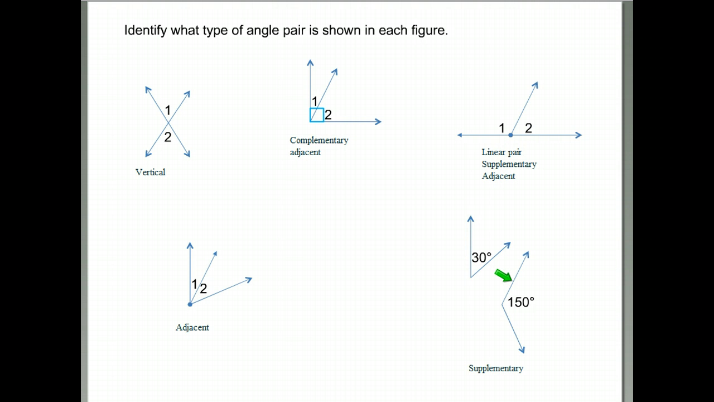They are just supplementary. Notice they don't touch. They don't share a side. Good. They do add to 180, which makes them supplementary. They're also not a linear pair. Okay? To be a linear pair, they have to be touching and form a straight line. Okay? So that's just kind of a review of our angle pairs and identifying them.